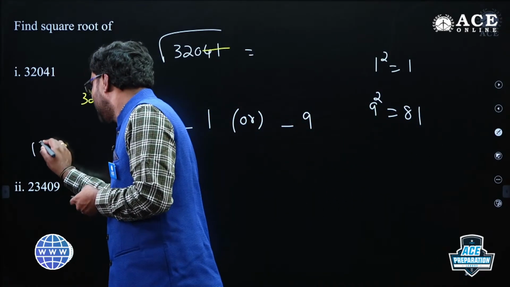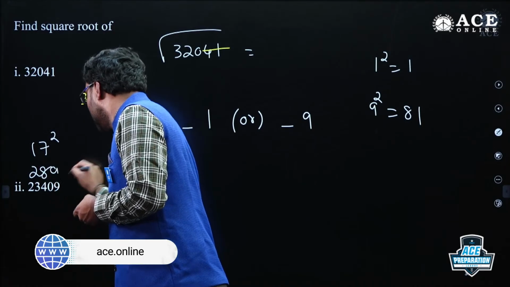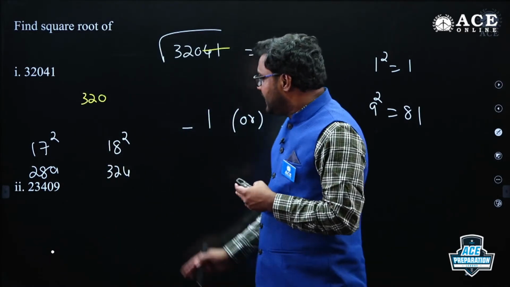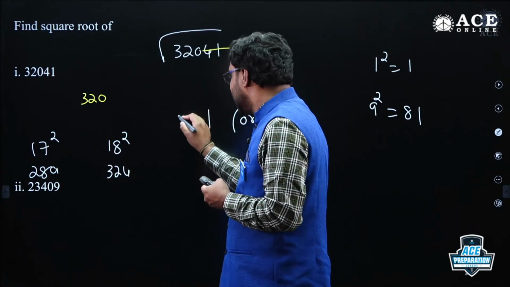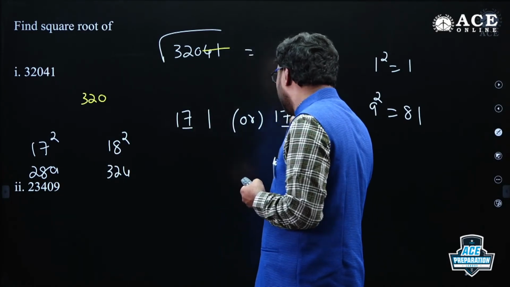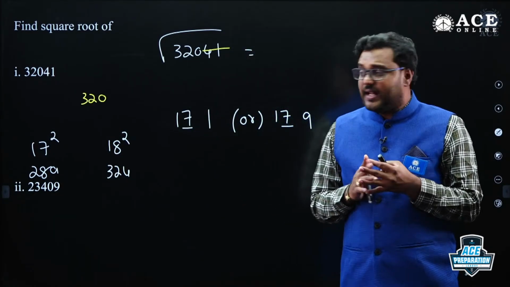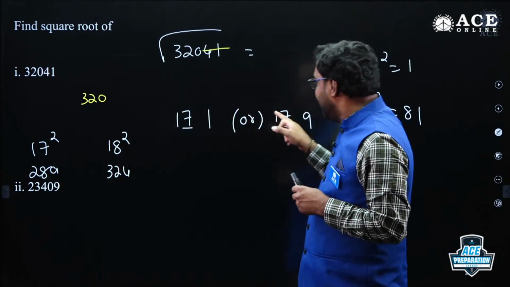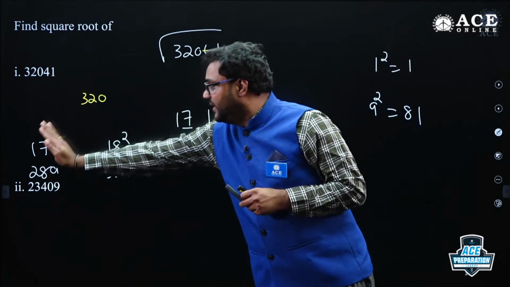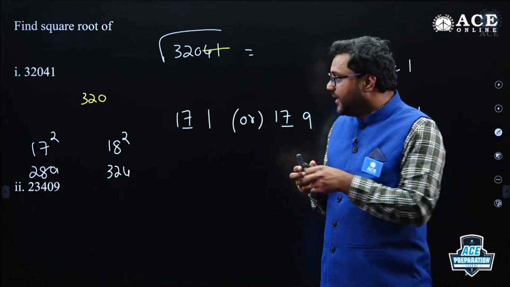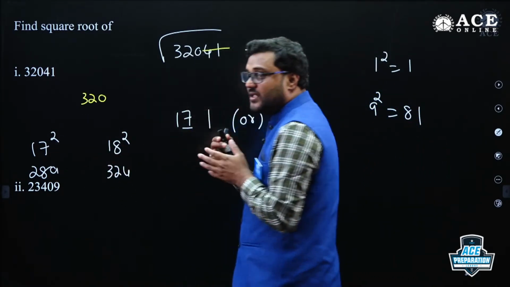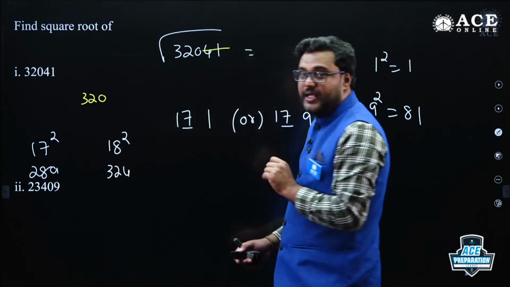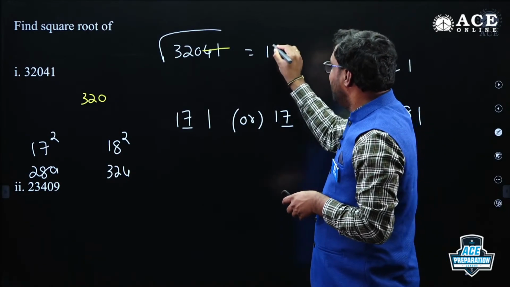So 17 square is 289, 18 square is 324, right? So 320 is less than 324, I should take 17 now. It might be 171 or 179. So among these two, how to decide? This 320 is close to 324, so we can go with the higher one. If this value is closer to the lower one, we should go with the lower one. 320 is between 17 square and 18 square, 289 and 324. This 320 is very much closer to 324, means I should go with the higher value. 179 is the answer.